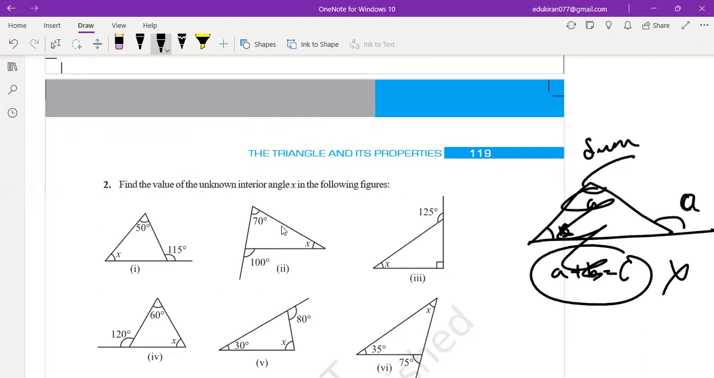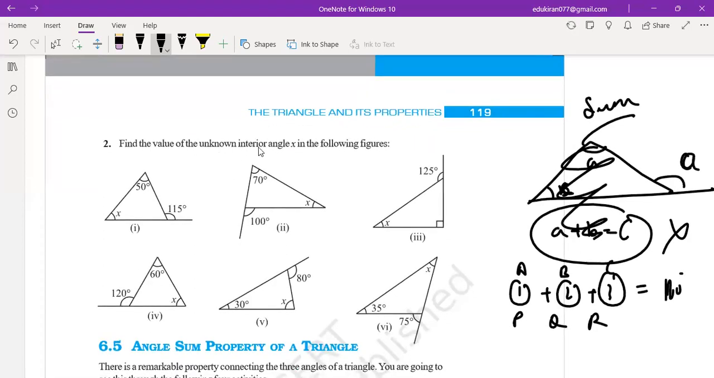Okay, ma'am. So if it's angle sum property? Yes, in angle sum property, it will be adding angle 1 plus angle 2 plus angle 3 equals to 180 degree. Right? Okay, ma'am. And this angle can be A, B, C, or P, Q, R, anything. Right? Yes, ma'am.